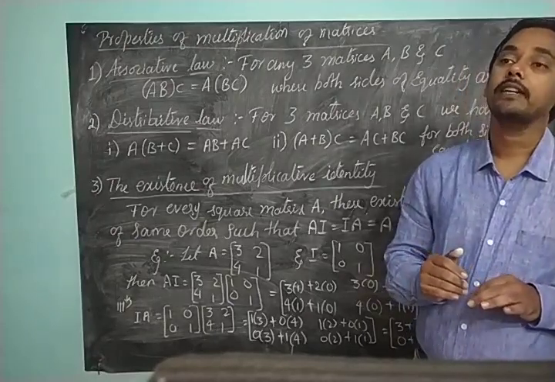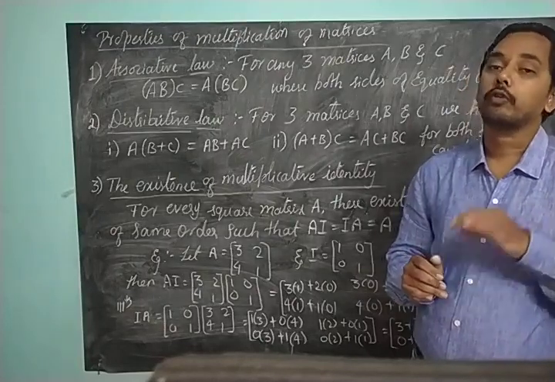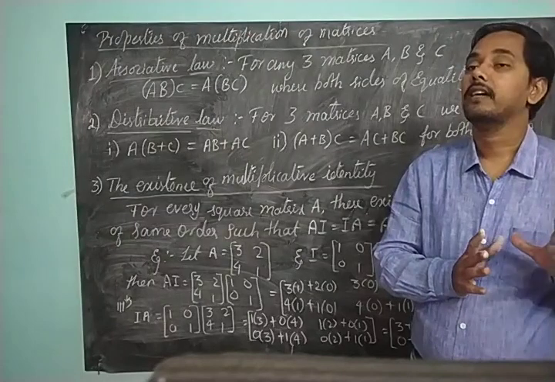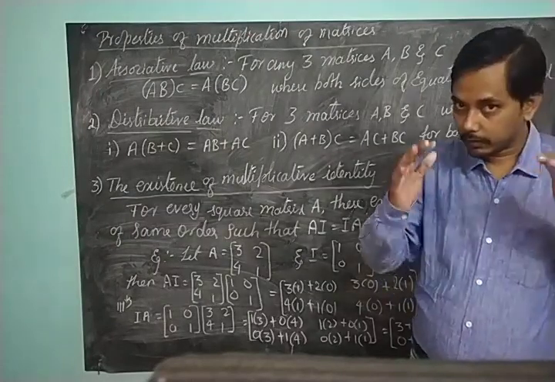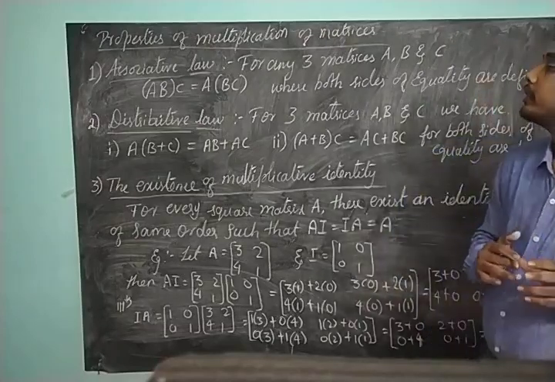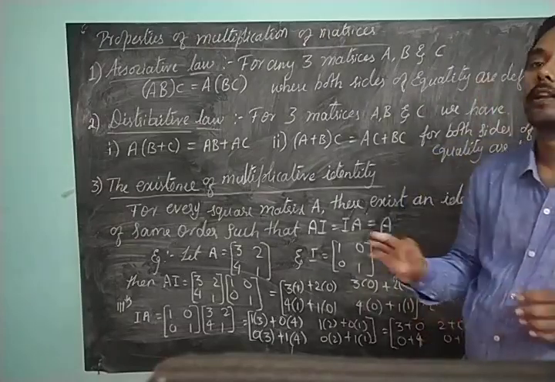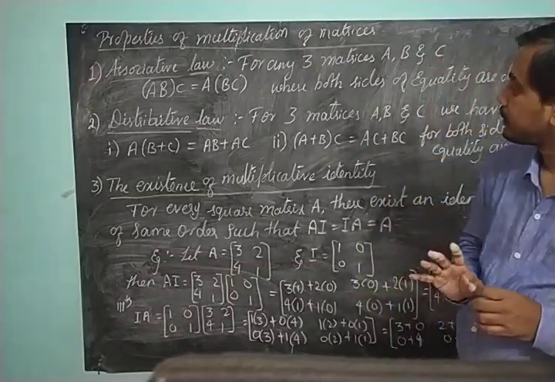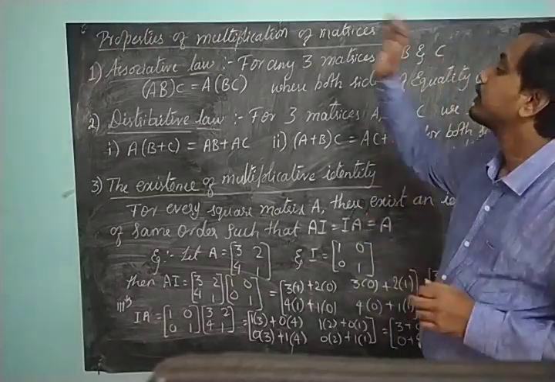That we have already studied, right? We have solved problems when we were solving multiplication of matrices. We came across the thing where A into B was not equal to B into A, right? So that is the reason why commutative law is not applicable for multiplication of matrices. Okay, so now first one is associative law.